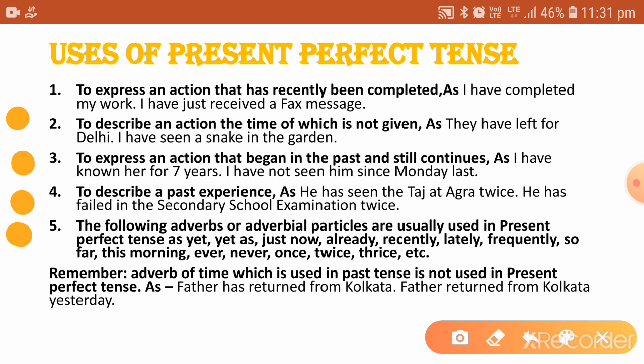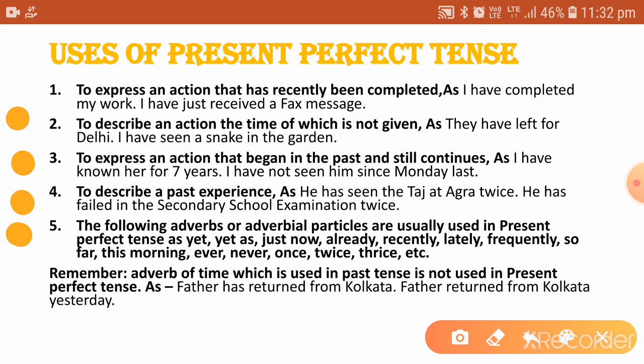The following adverbs or adverbial particles are usually used in present perfect tense as yet, just now, already, recently, lately, frequently, so far, this morning, ever, never, once, twice, thrice, etc. Yes, students, you can use these adverbial particles or adverbs in the sentences of present perfect tense.